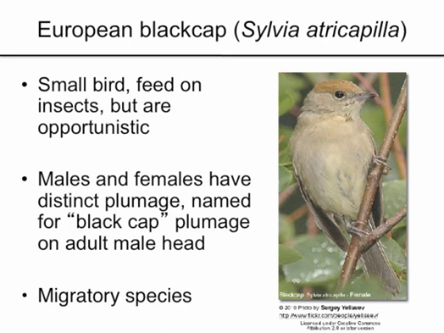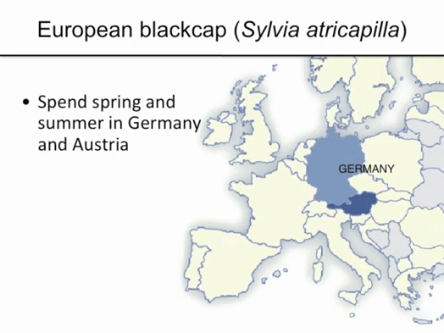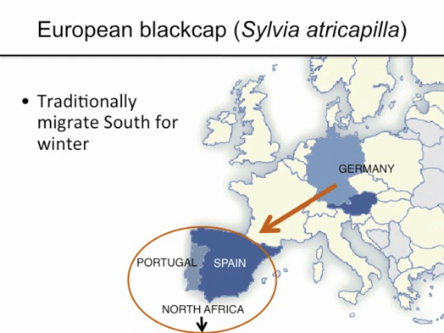So the European blackcap is found in the spring and summer in Germany and Austria. This is where they actually breed. They'll breed in the summers and springs in this part of Europe, in Germany and Austria. And in the winter, they'll migrate from Germany and Austria to Portugal and Spain, or even to North Africa. So they migrate south in the winter. They sometimes will migrate together as one large population, and they tend to overwinter in these more southern areas.